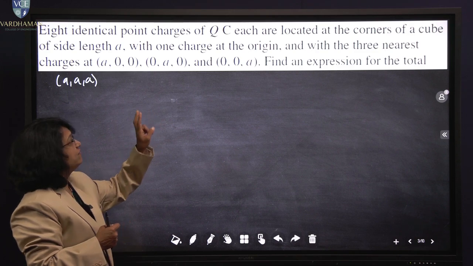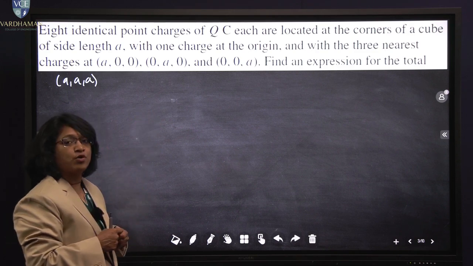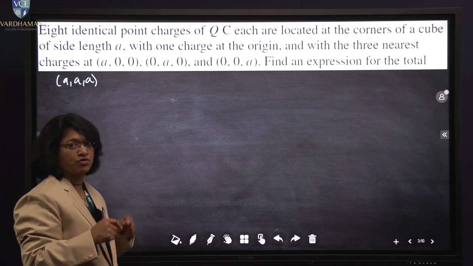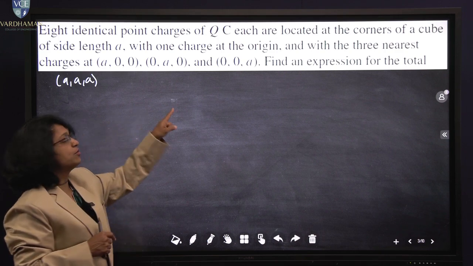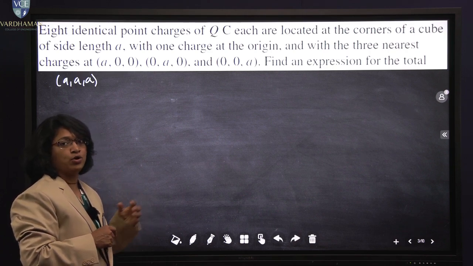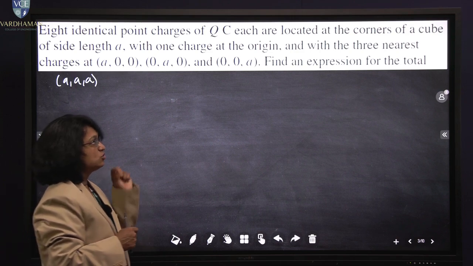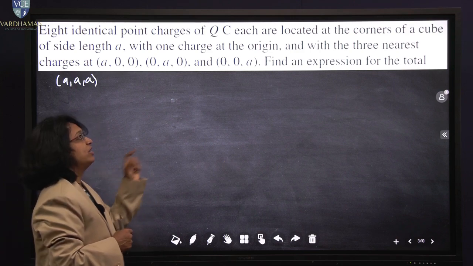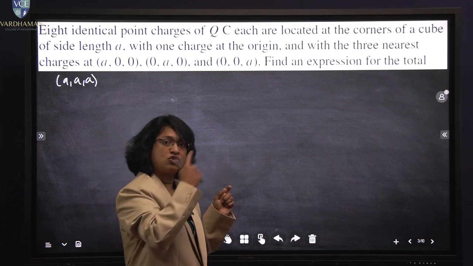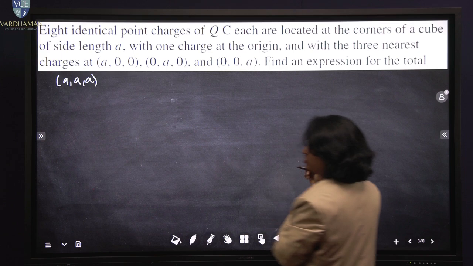And we have been given only 3 points. It is why I said interesting problem, because we need to calculate the positions of the corners of the cube, knowing the information of these 3 points, and then calculate the overall force that is acting on the given point of interest. So for that we need to draw the coordinate systems and locate the nearest charges and try to find out the positions of other corners of the cube. Let us do that first and then go to the problem solution.